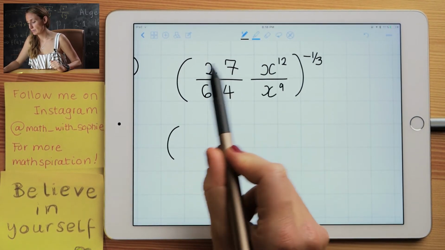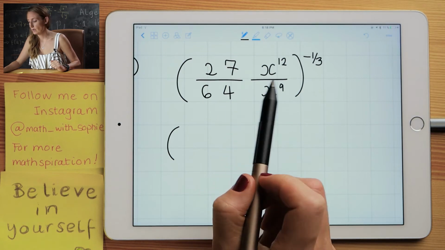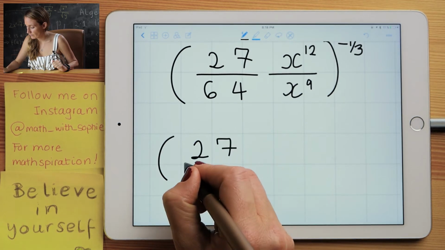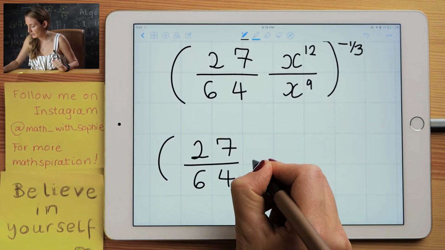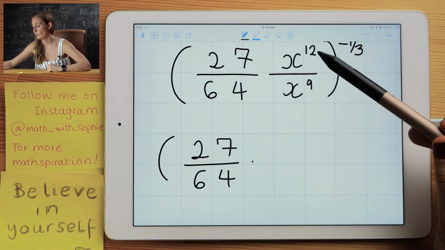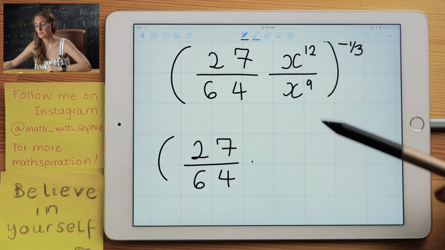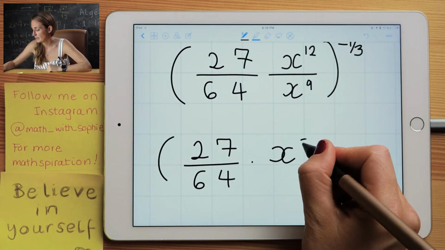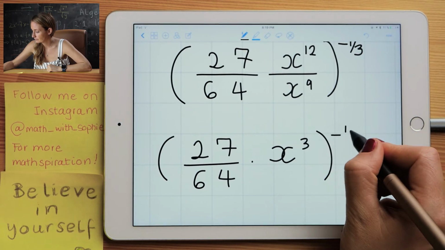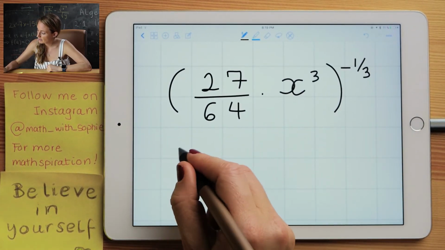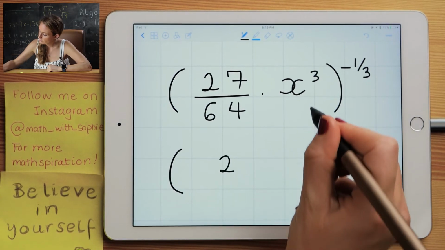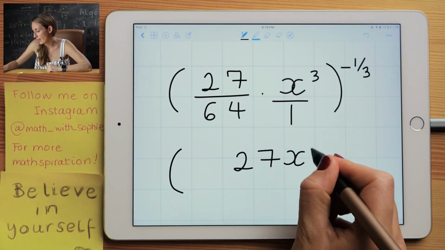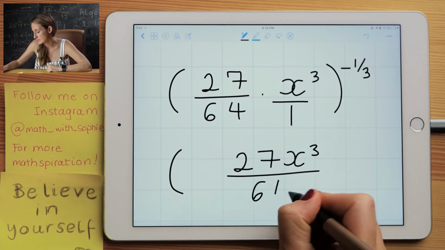Start always inside your bracket. 27 and 64, I can't do any cancelling there, so I'm just going to leave it. 27 over 64. Now, I've got an x^12 divided by an x^9, so I'm going to subtract the powers. Remember, divide is subtract. 12 minus 9 is 3. If I tidy that up inside the bracket, I can put an over 1 here. So I'd have 27x cubed over 64.